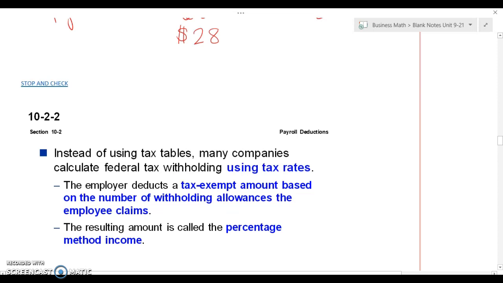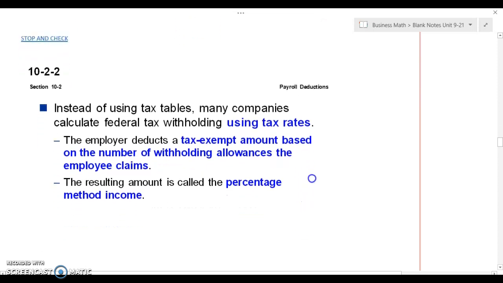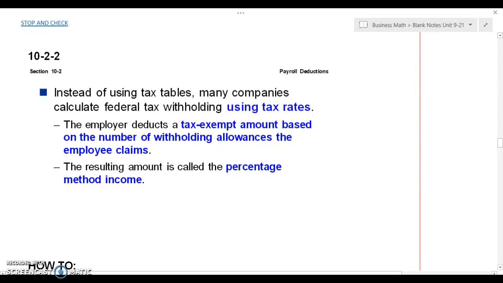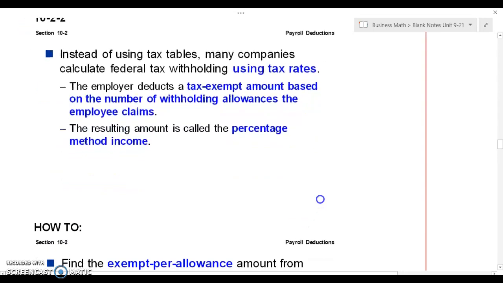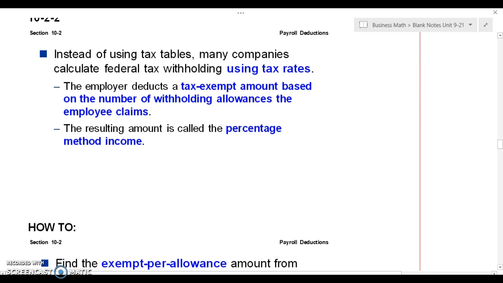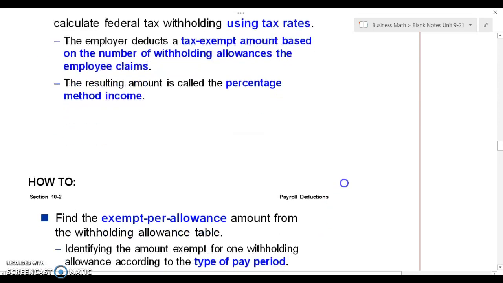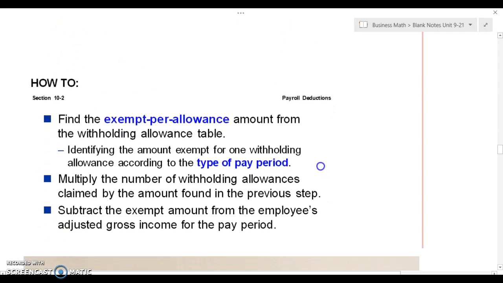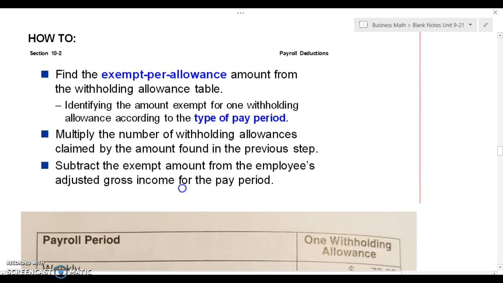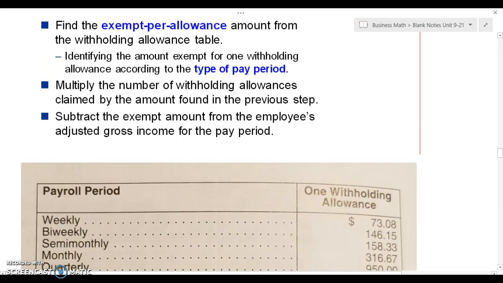Sometimes, instead of using tax tables, you can use tax rates. That's what many companies will do. There is a certain rate for federal tax, there's a certain rate for Medicare tax, there's a certain rate for withholdings. So find the exemption per allowance amount from a table. It depends on the type of pay they have.